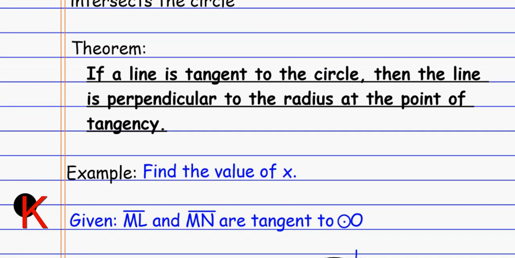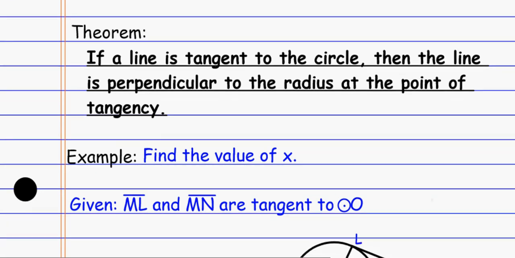If a line is tangent to the circle, the first theorem that we have here is that any radius, or any diameter as well, is going to be perpendicular to that tangent line at the point of tangency. So if a line is tangent to the circle, then the line is perpendicular to the radius at the point of tangency. If we draw a radius or diameter to the point of tangency, we form a right angle between the radius or diameter and that tangent line.